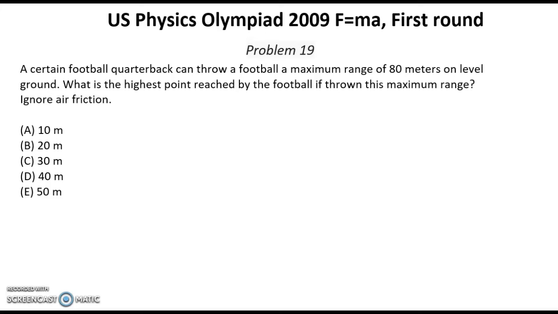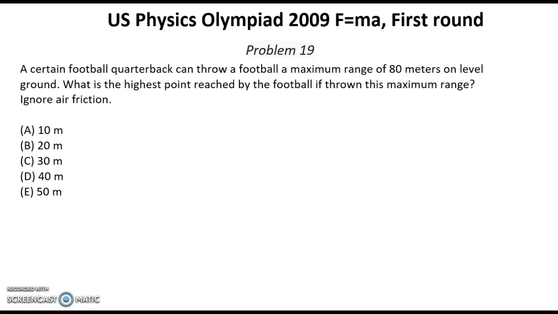A certain football quarterback can throw a football a maximum range of 80 meters on level ground. What is the highest point reached by the football if thrown this maximum range? Ignore air friction. Solution. Here we can use two formulas.